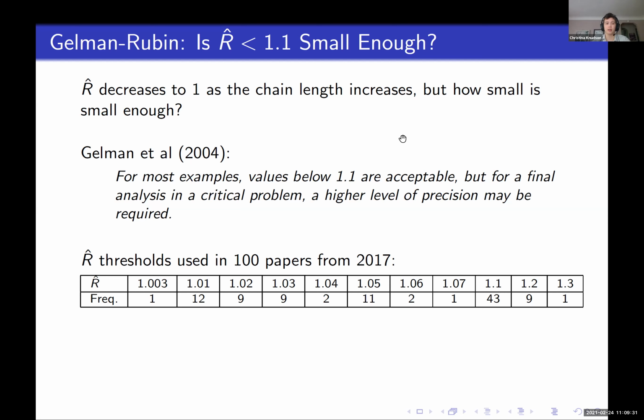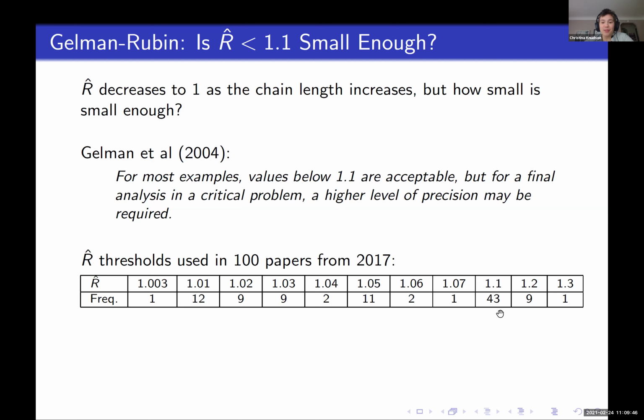So what we have done, my collaborator and I, is we looked at a whole bunch of papers that were published in 2017 that used the Gelman-Rubin Diagnostic for terminating their simulation.